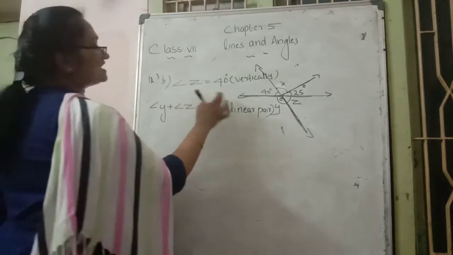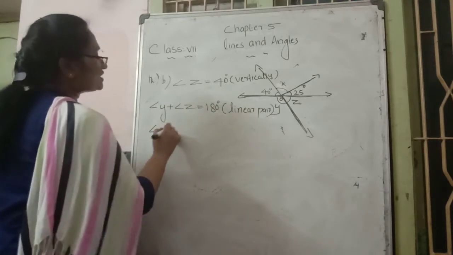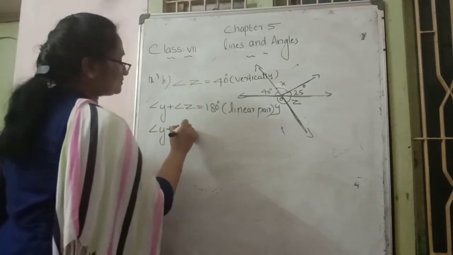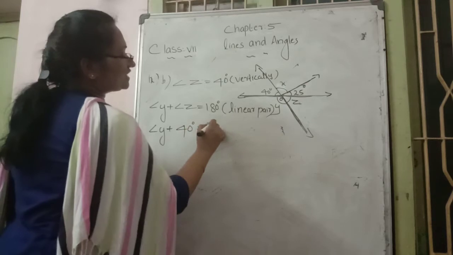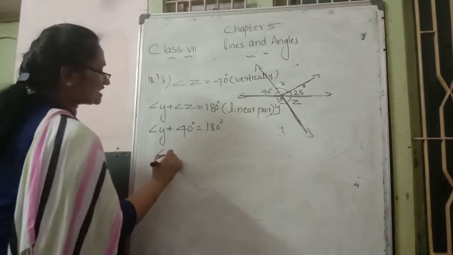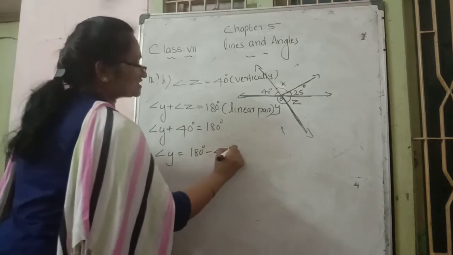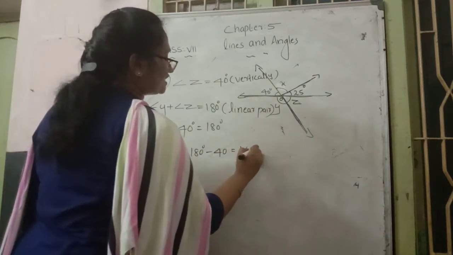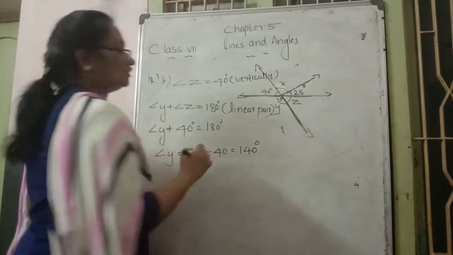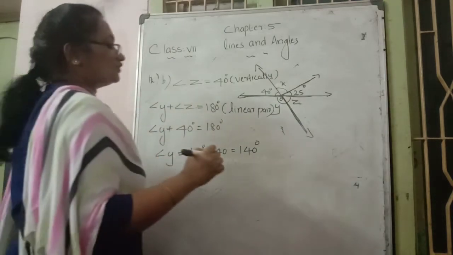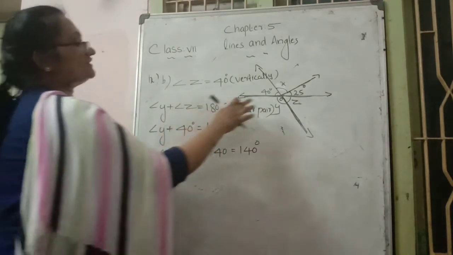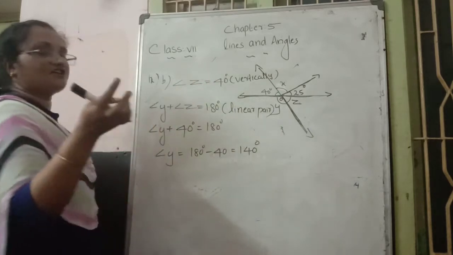Then y value we don't know, but the z value we got in the step just before, 40 degrees. So y plus 40 is equal to 180. So what does the y value become? Plus 40 sent to the opposite side needs to become minus 40. So 180 minus 40 becomes how much? 140 degrees will come. So y value becomes 140, and z is 40.